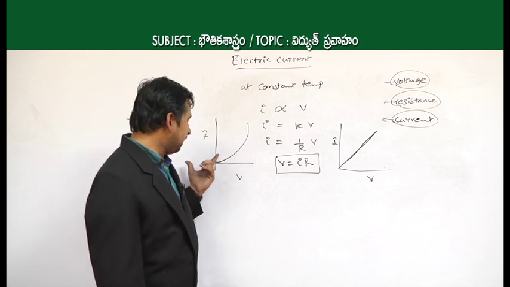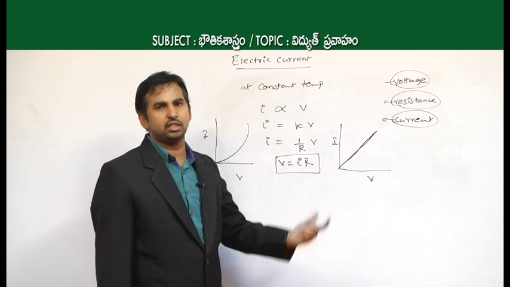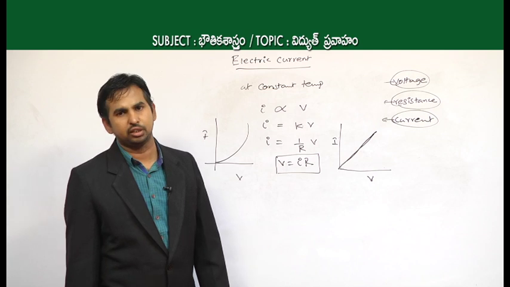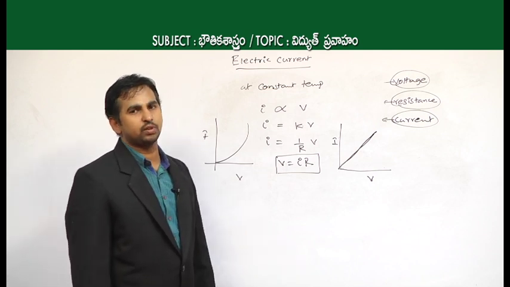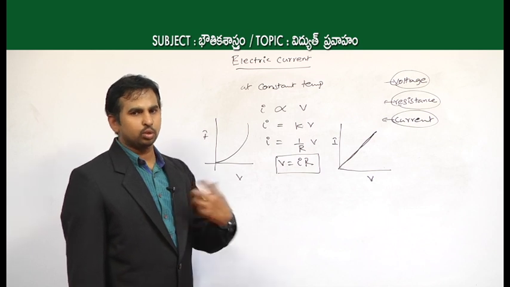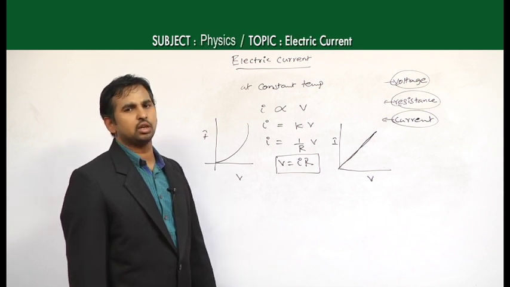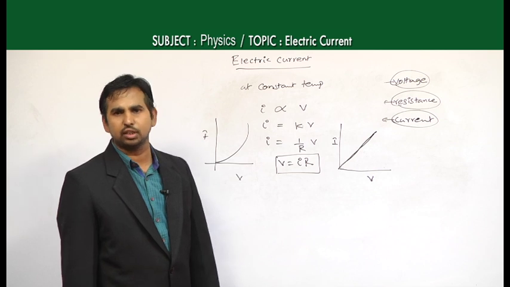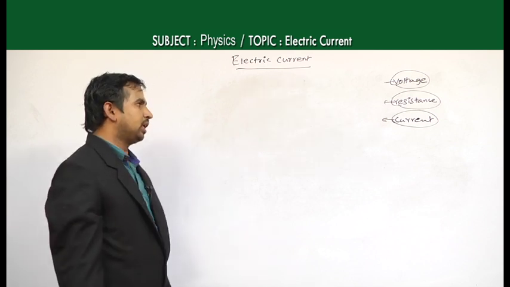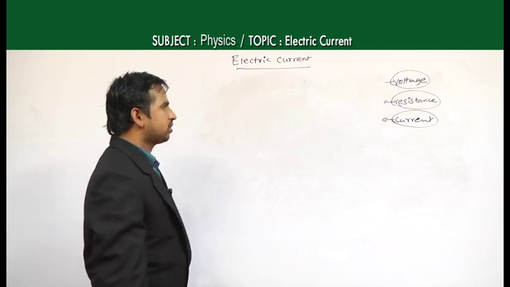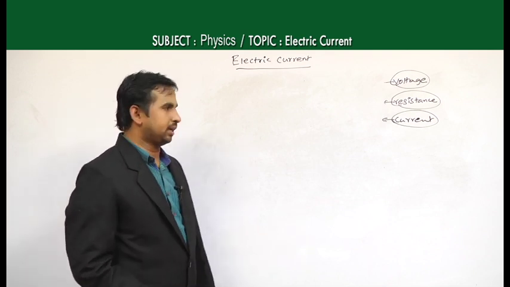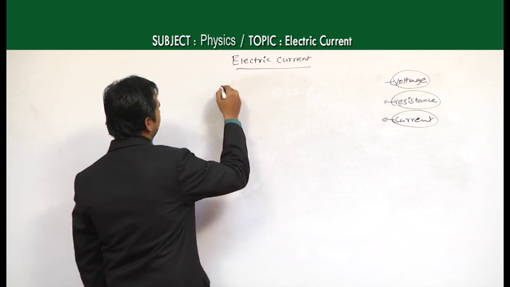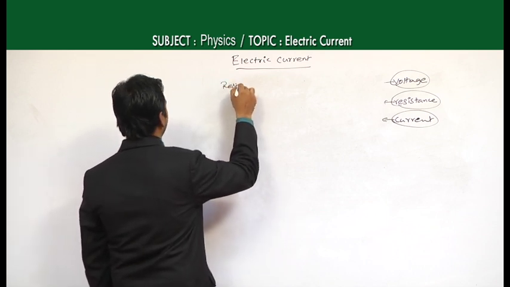As the voltage increases, the current also gradually increases. Like this, there are different limitations for Ohm's law, and most MCQs ask about the limitations of Ohm's law. The next topic is the relation between voltage, resistance and current, and the important one there is resistance. Now we are discussing the importance of resistance first.